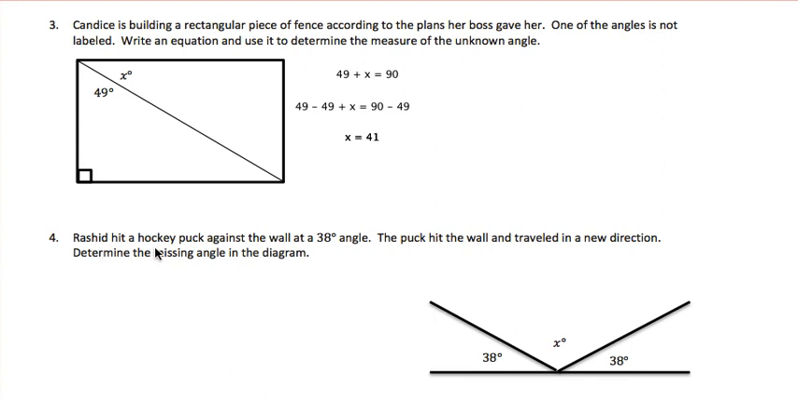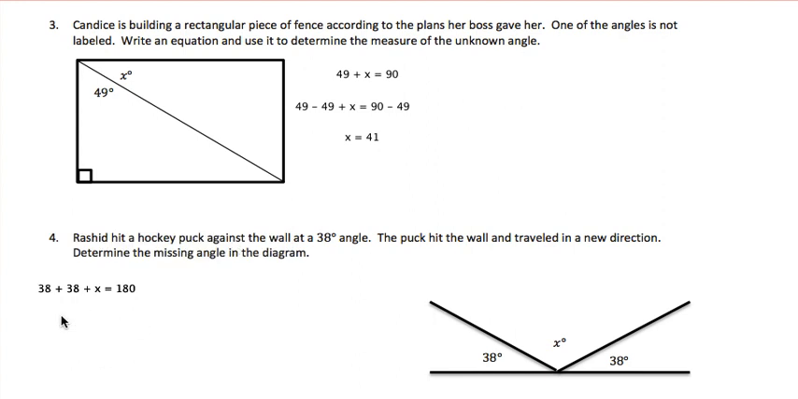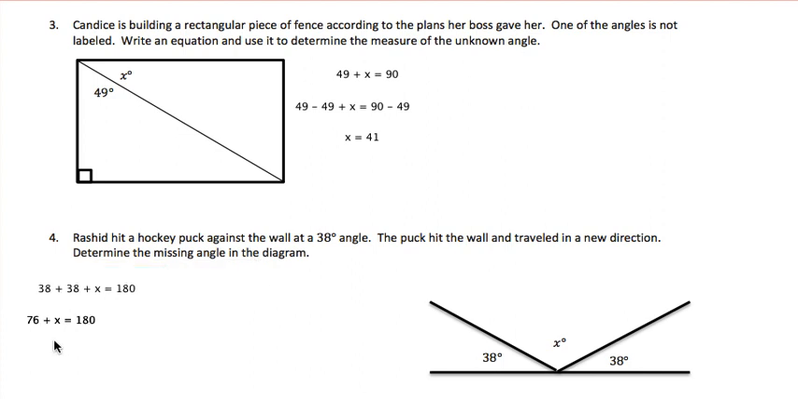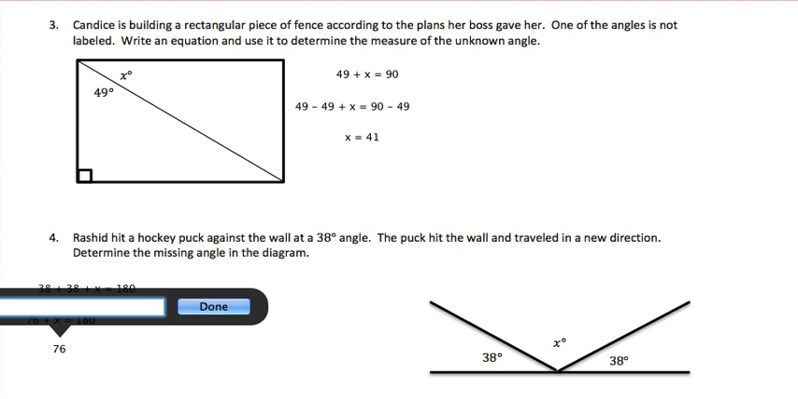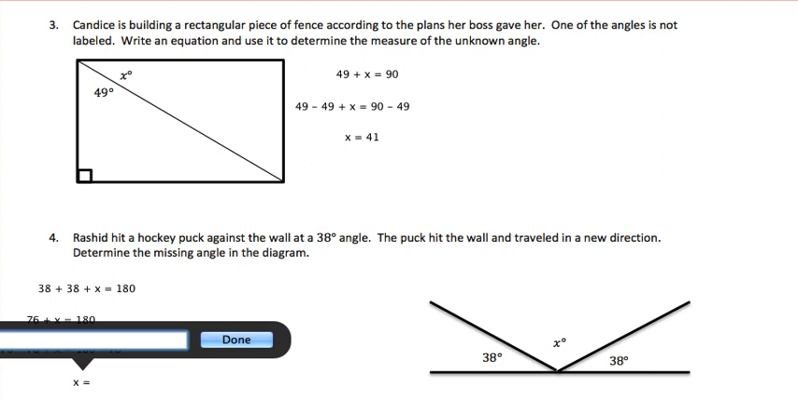In number 4, Rashid hit a hockey puck against the wall at a 38-degree angle. The puck hit the wall and traveled in a new direction. We need to determine the missing angle in the diagram. Please notice 38 degrees on this side, 38 degrees on this side, and some unknown angle in the middle, but all 3 together make a straight line. So we're going to write the equation 38 plus 38 plus x equals 180. Then we'll combine 38 and 38, which will give us 76 plus x equals 180, and we'll subtract 76 from both sides. And find that x equals 104.